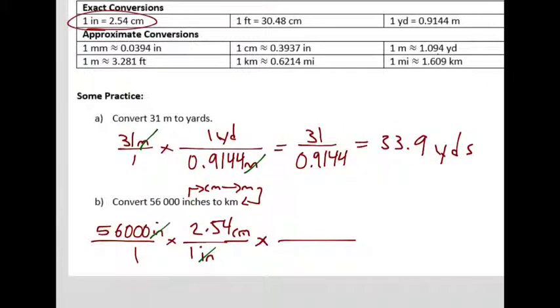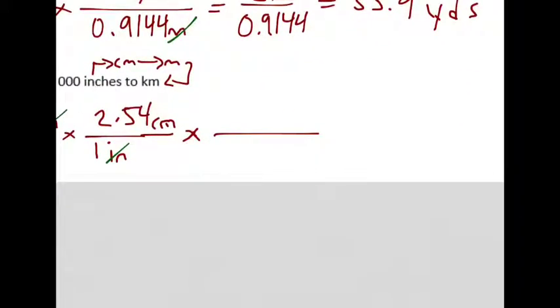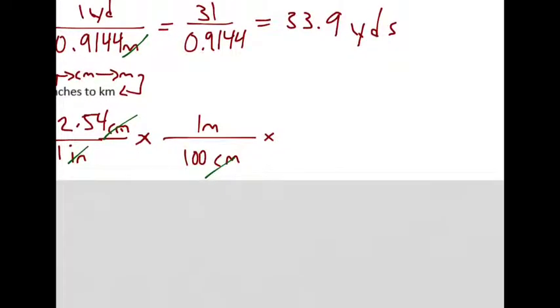We should know this now. How many centimeters in a meter? 100. Good. So 100 goes where? Top or bottom? 100 centimeters. Bottom. You want to cancel the centimeters, so you need one on the top, one on the bottom. So my centimeters will cancel. Then it'd just be 56,000. Are we done? No. We want to be in kilometers, so we got to do one more conversion.